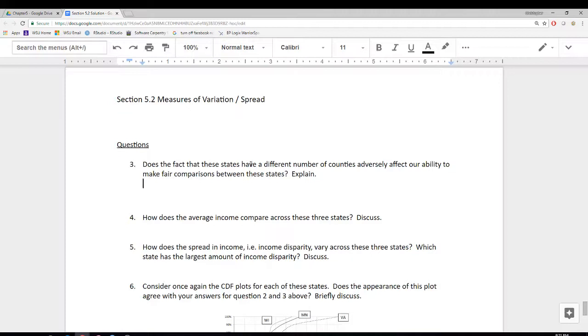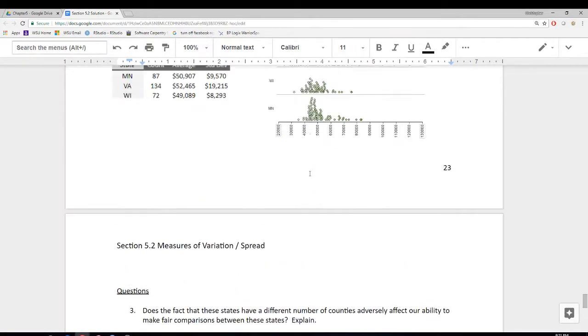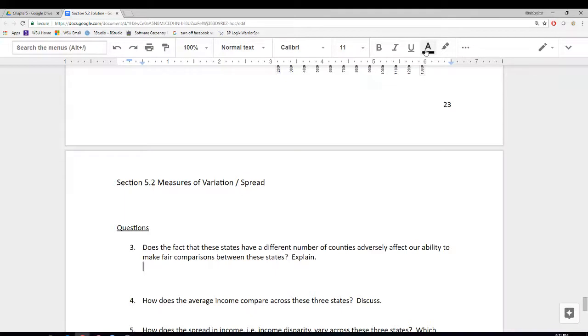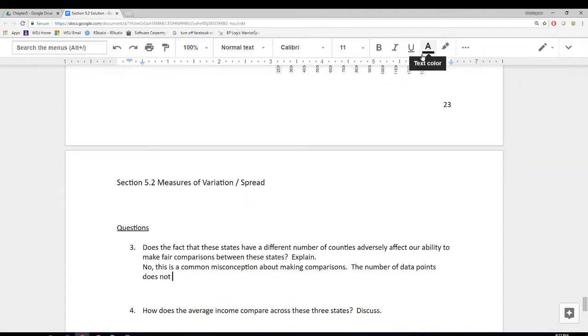Okay, let's go ahead and take care of these questions. Does the fact that these states have a different number of counties adversely affect our ability to make comparisons? Okay, and the answer to that is no. All right. So this is a common misconception about making comparisons. The number of observations, the number of data points does not, or at least should not, maybe I should say that.